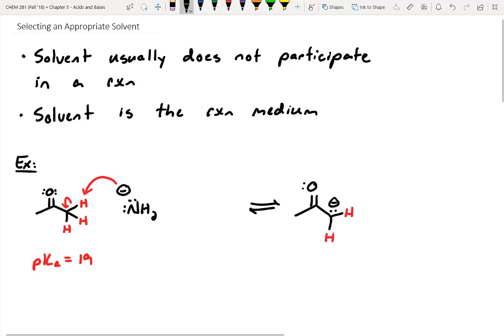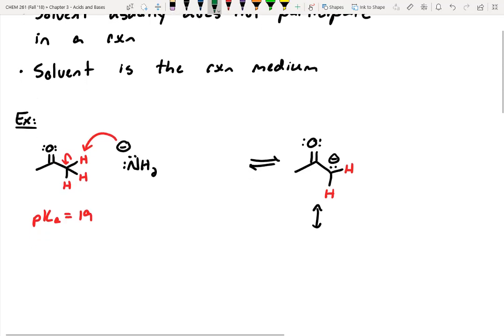Is there anything else stabilizing this conjugate base? Resonance, right? So we could draw the resonance structure for this if we wanted to. So maybe I'll do that right below. Say, this does have resonance stabilization. Just to practice, we'll draw this in.